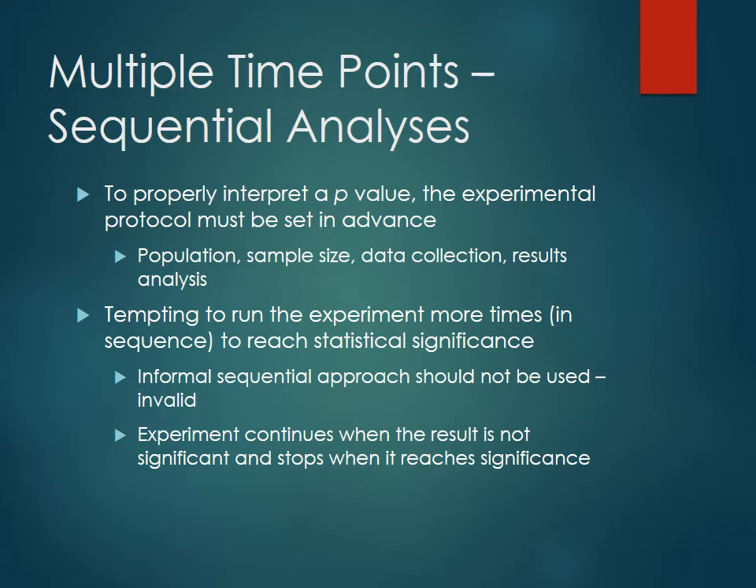You really shouldn't be doing this approach because the results at that point are invalid. The experiment should not continue when the result is not significant and stop when it finally does reach significance. So again, not the most rigorous statistical methods being used here. Really, if you say we're going to look at a year's worth of patients during this time frame, and if you don't find the results you want, say, okay, well, we'll try another year and see what we get there, that's really an invalid way of researching the data.